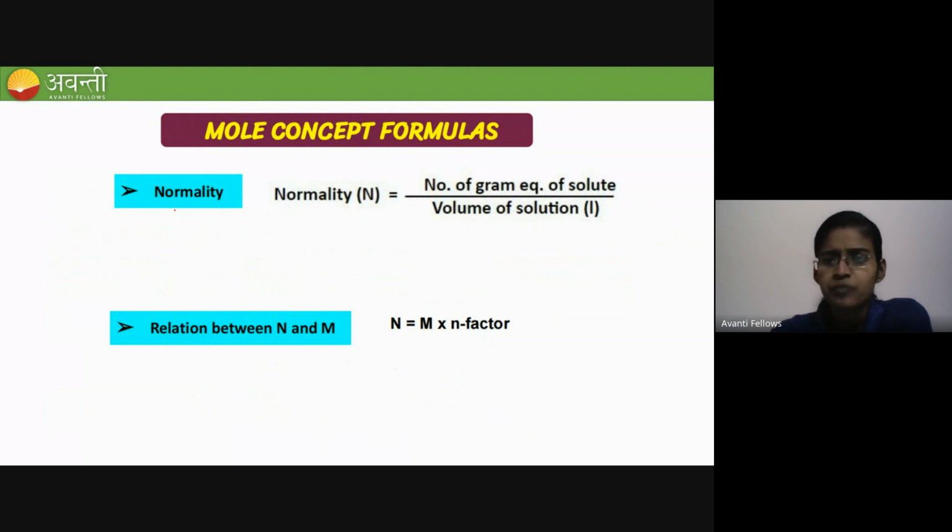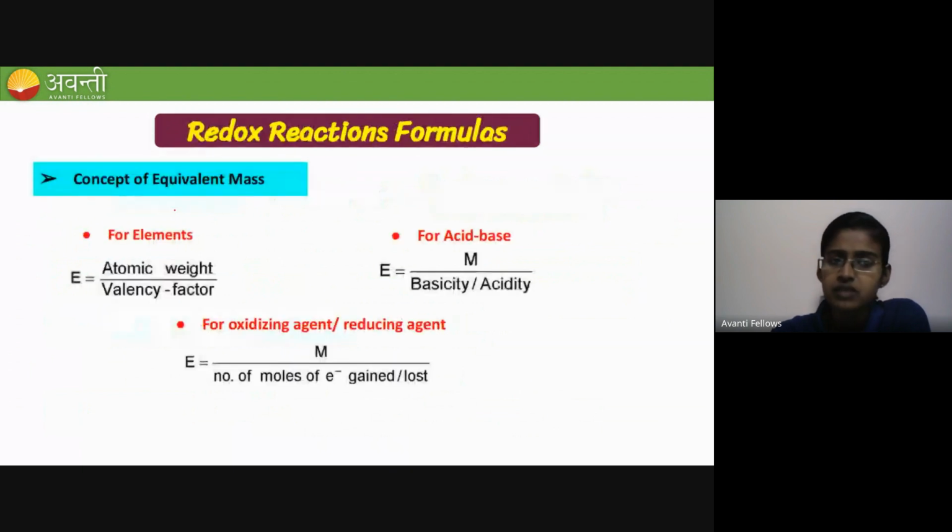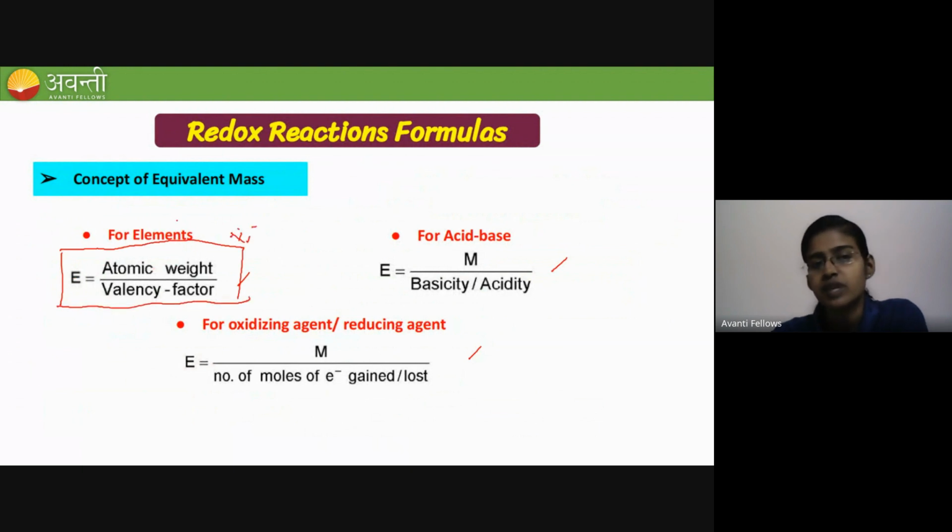Then let's move on to the redox reaction formulas. In redox reactions, we will majorly find the equivalent mass. For elements, you have to use atomic weight by valency factor. For acid base, molarity by basicity or acidity. For oxidizing agent, molar mass by number of moles of electrons gained or lost. This is to find the equivalent mass, out of which the first formula will be used more frequently. This is very important. This is for redox.